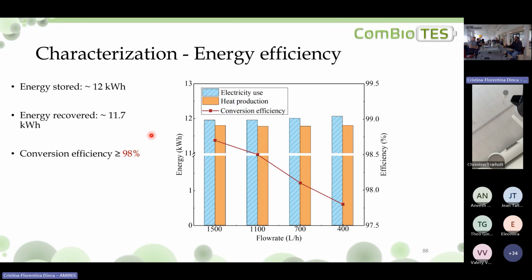During these characterization tests, we observed that we are able to store thermal energy of about 12 kilowatt hour, and we are able to retrieve almost 11.7 kilowatt hour back while delivering heat to the building. This indicates a very high round trip efficiency of about 98% at different flow rates. So this indicates a very efficient retrieval of energy from the storage.